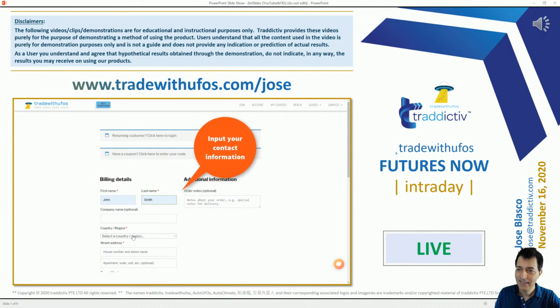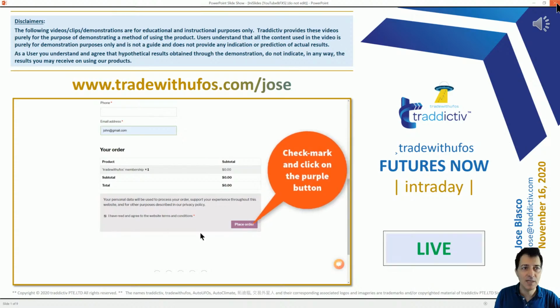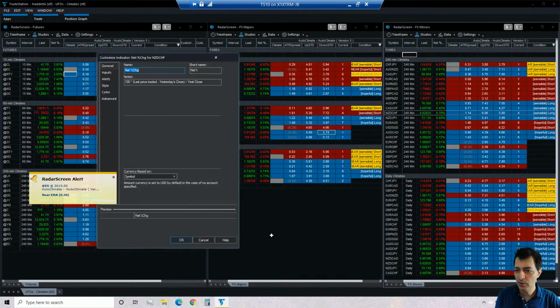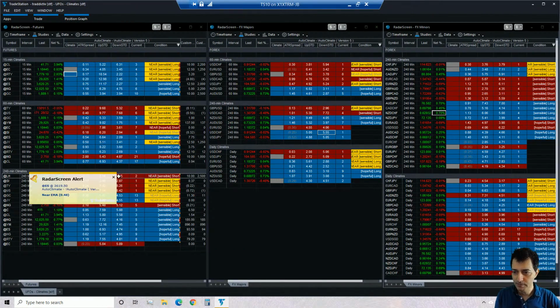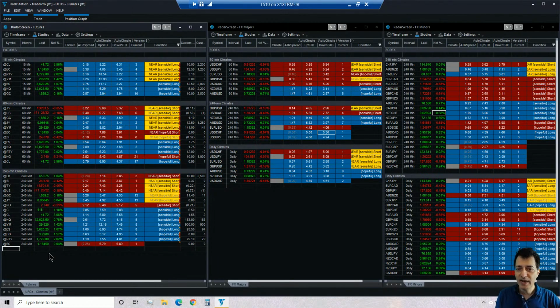So everybody is aware of the plan, and therefore it's time to close the introduction slide and jump into our TradeStation. Here we go. Nice, perfect. So we have our TradeStation running here.